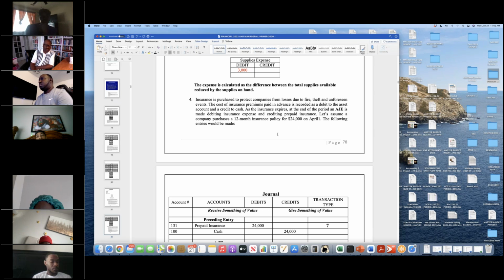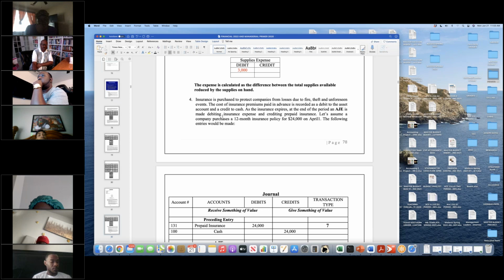Now, when December 31st rolls around, how many months are there from April to December 31st? Nine. Fine. Okay, that's 9 months if you count April. Now, if you paid $24,000 for 12 months, how much of this insurance is expiring each month? If you paid $24,000 and insurance is expiring in 12 months, 2,000. $2,000 a month.